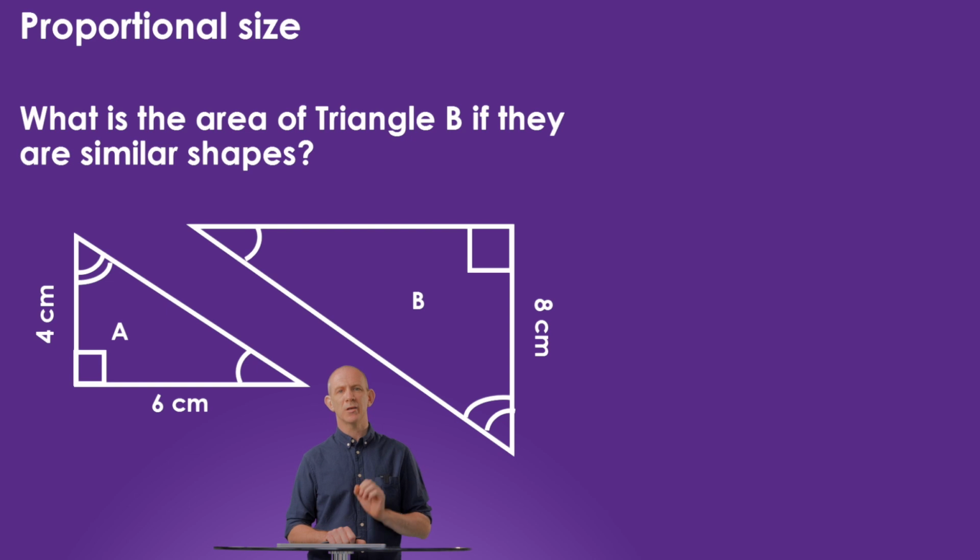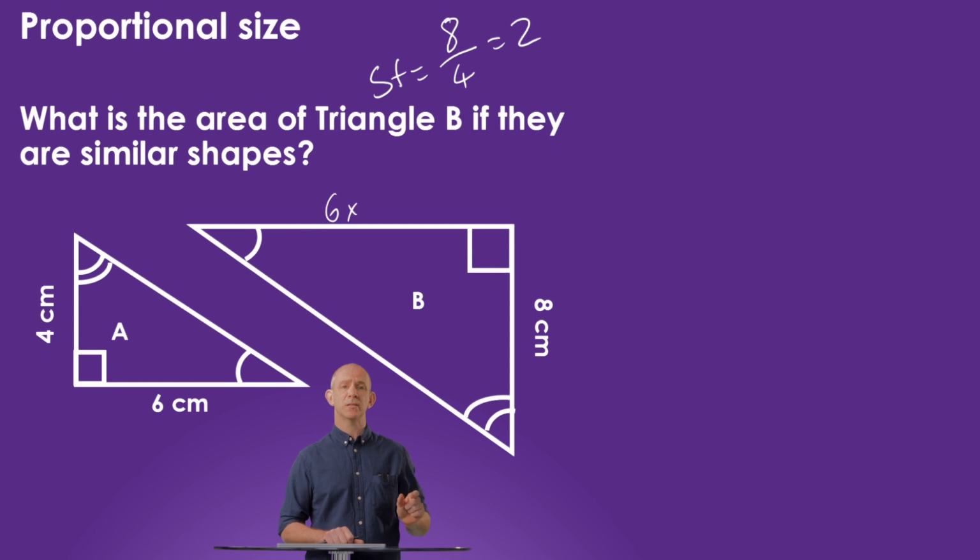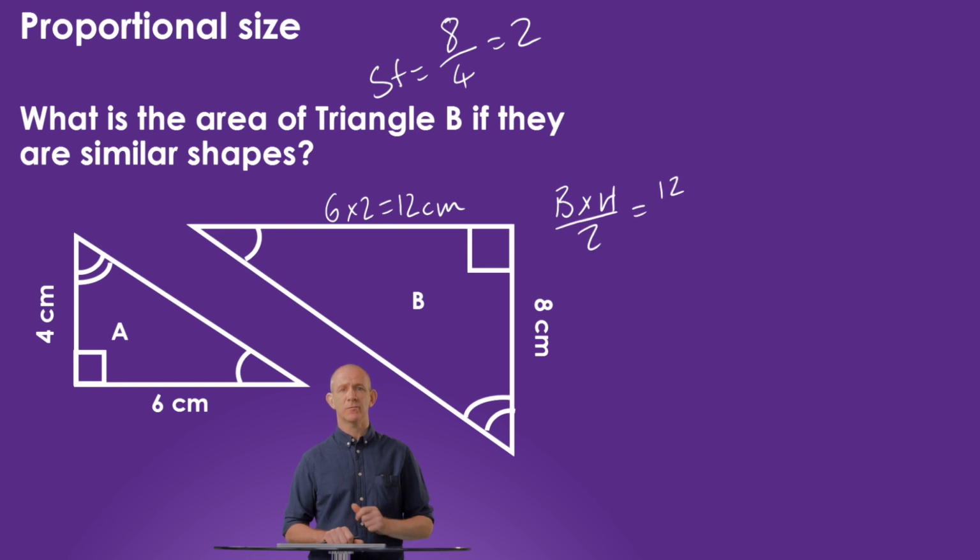There are 2 ways we can complete this. In the first, we can calculate the missing side using the scale factor created by 8 divided by 4 equals 2. And then calculate the missing side perpendicular to 8 centimetres as 6 times 2 equals 12 centimetres. We can then calculate the area as base times height divided by 2, 12 times 8 divided by 2, which will give us 48 centimetres squared.